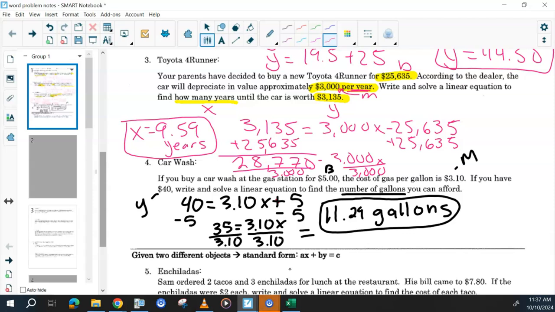And gallons could be something you have a decimal of, so that is fine. Okay. Any questions on that before we go on to the next section?